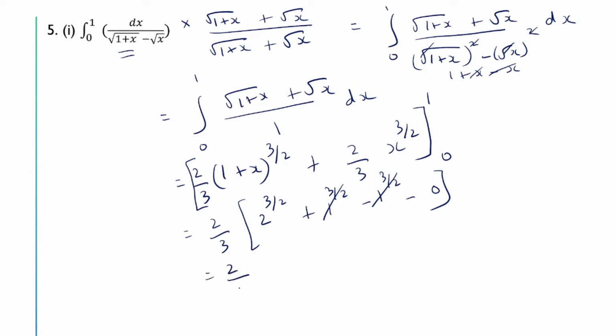So this is equal to 2 by 3 into this 2 raised to 3 by 2, which is nothing but 2 root 2. So this is equal to 4 root 2 by 3.